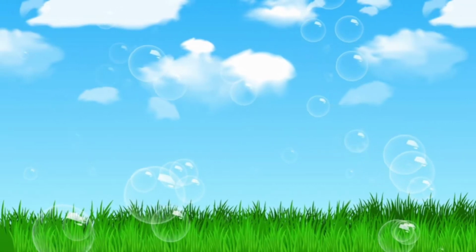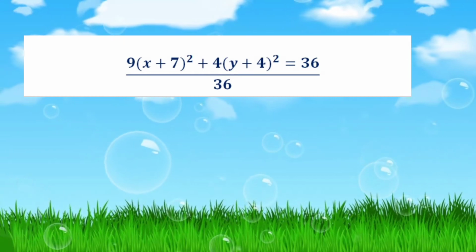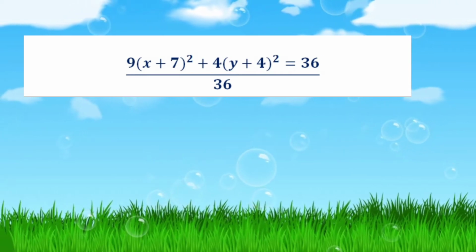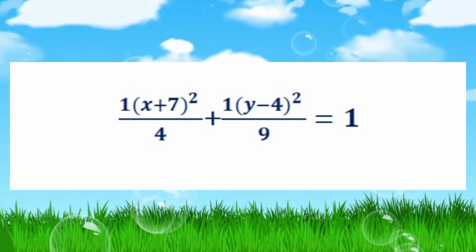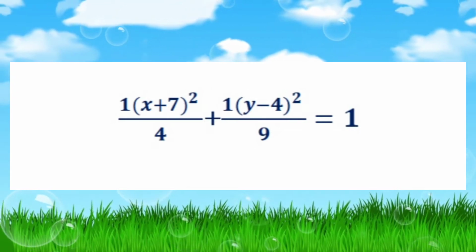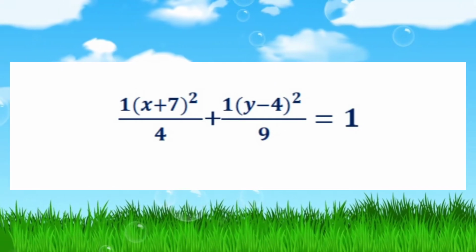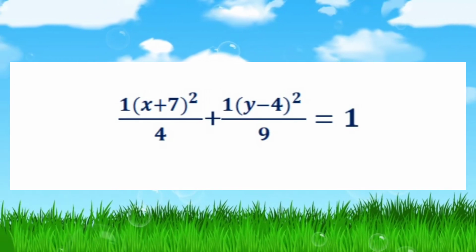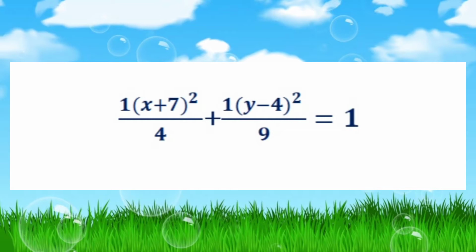So our equation will be 9 multiplied by (x plus 7) squared over 36 plus 4 multiplied by (y minus 4) squared over 36. So we need to reduce it. So 9 over 36, 9 and 9 multiplied by (x plus 7) squared over 36 will become 1 multiplied by (x plus 7) squared over 4, plus 4 multiplied by (y minus 4) squared over 36 will become 1 over (y minus 4) squared over 9 equals 1, because we already divided the 36 over 36.